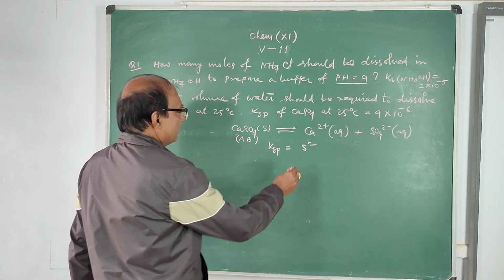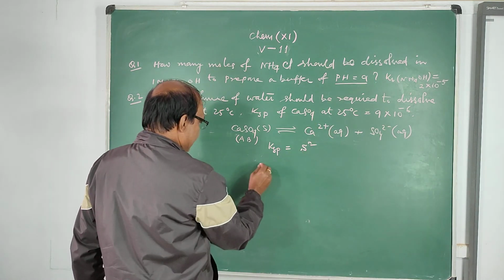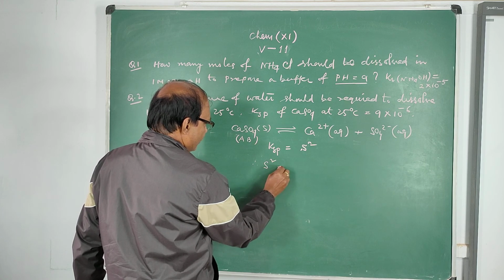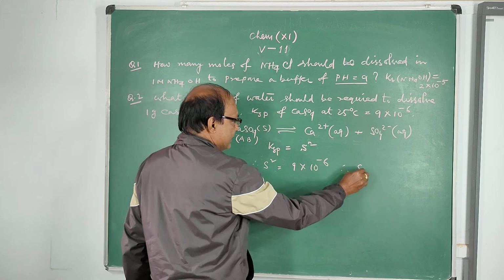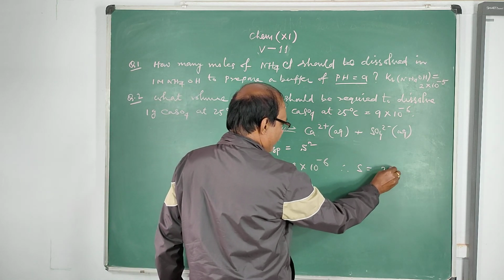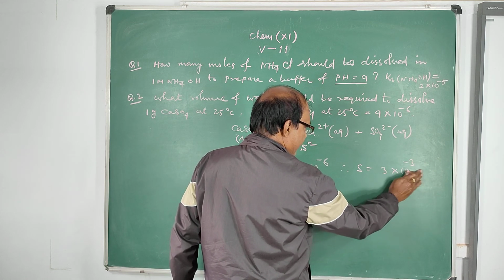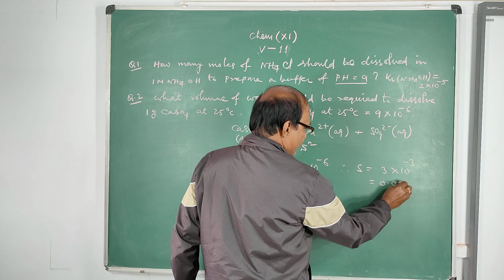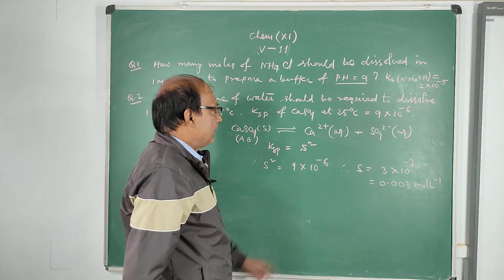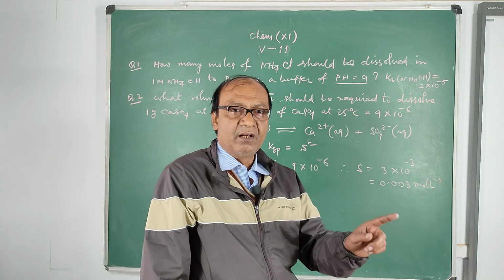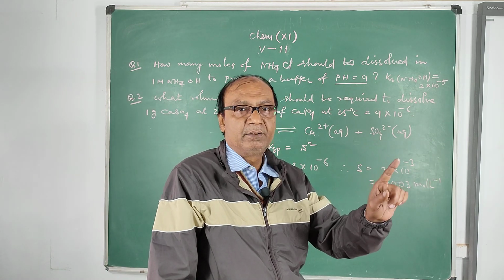Okay, now KSP equals S square, and the KSP value is given, therefore S square equals 9 into 10 to the power minus 6, therefore S equals 3 into 10 to the power minus 3, which is 0.003 mole per liter. That means calcium sulfate is a salt whose solubility is 0.003 mole per liter of solution.